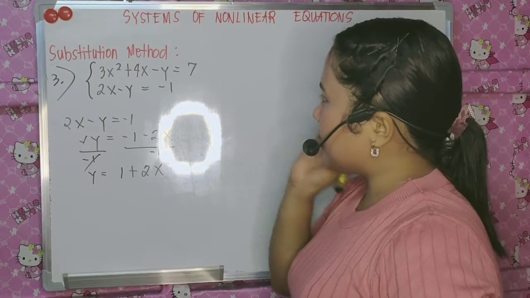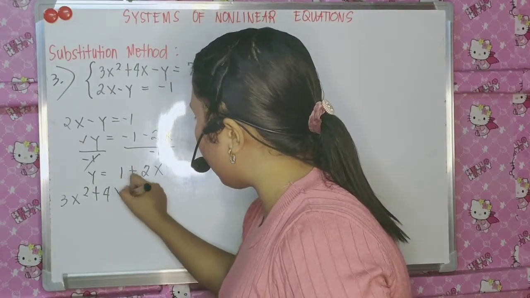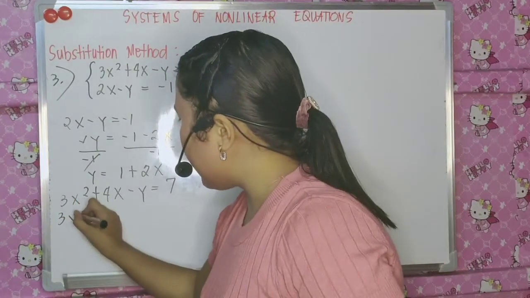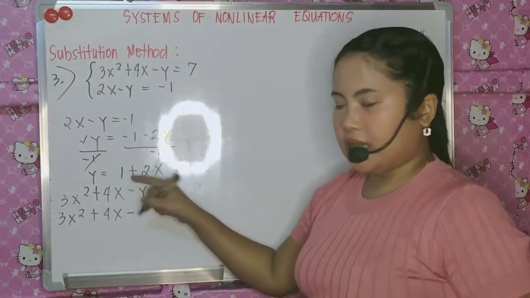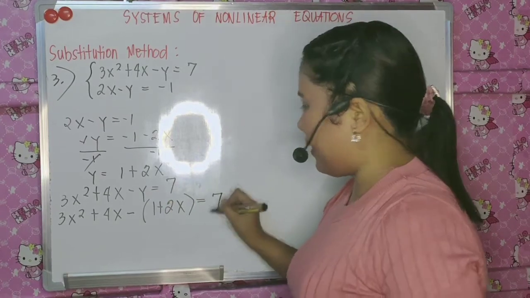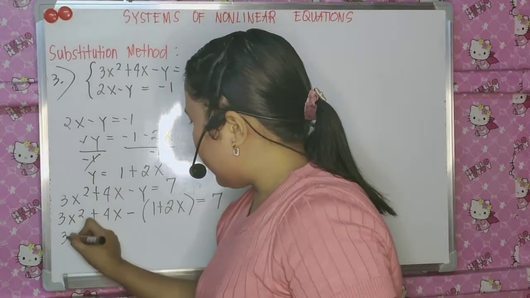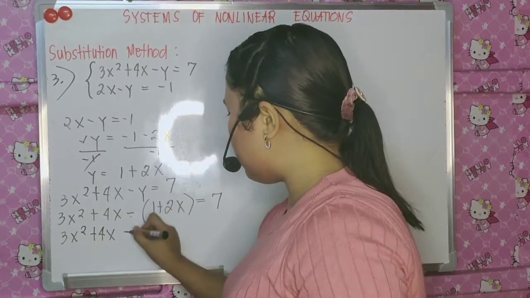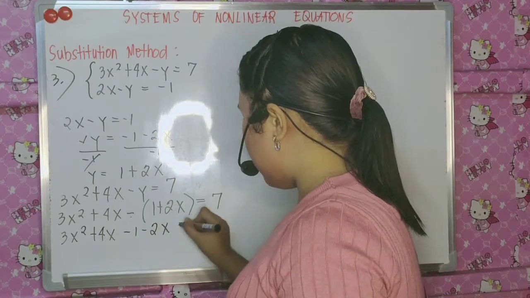Now, i-substitute natin siya sa equation number 1. So, 3x squared plus 4x minus y equals 7. Okay? So, copy 3x squared plus 4x. Then, yung y, papalitan na po natin siya ng 1 plus 2x equals 7. Okay? Since may negative dito, so kailangan natin siya i-distribute dito sa loob. So, 3x squared plus 4x. So, negative times positive 1, so negative 1. The negative times positive 2x magiging negative 2x equals 7.